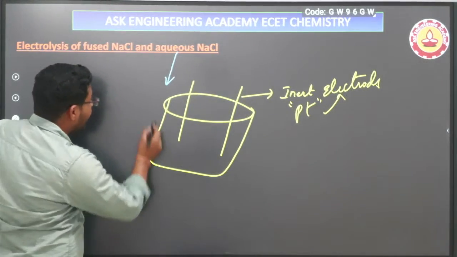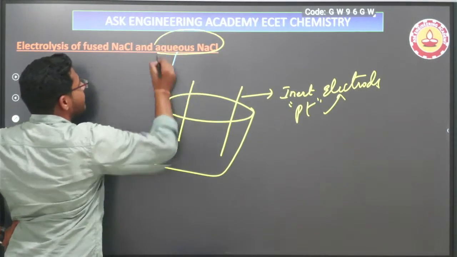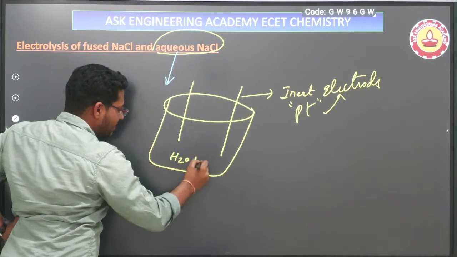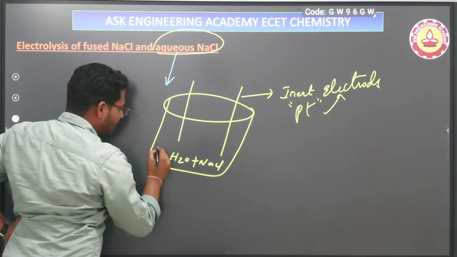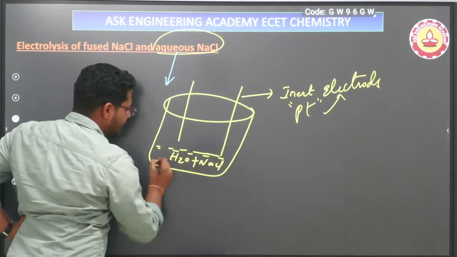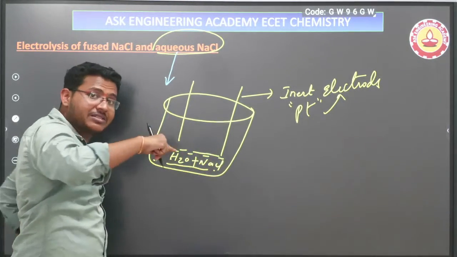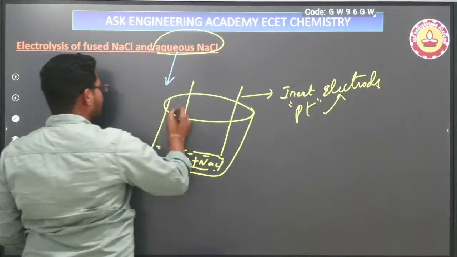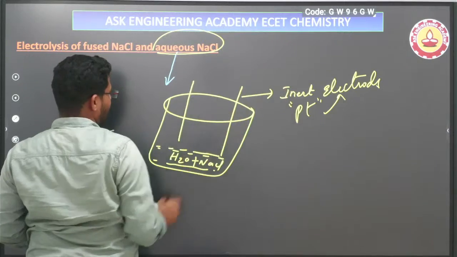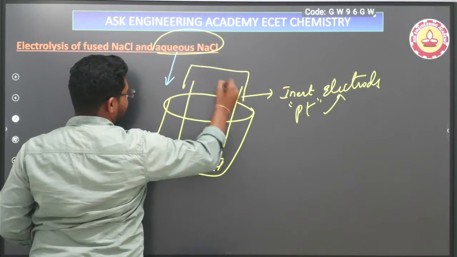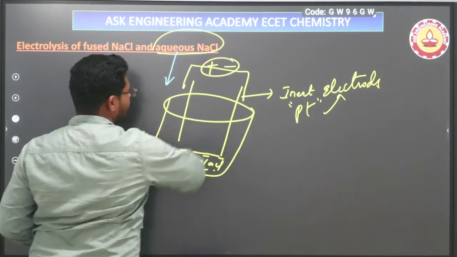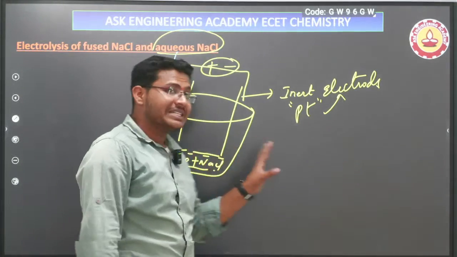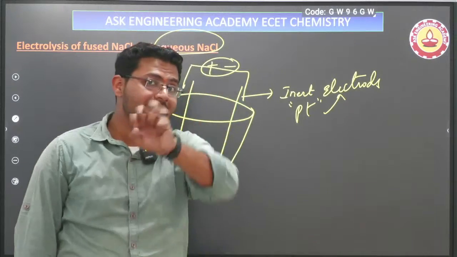Now here I already said aqueous. Aqueous in the sense there is water plus NaCl there. Water and NaCl are there, aqueous NaCl. In the first case, molten, there is no water, but here there is water and NaCl. So these are the inert electrodes. Now current is passing like this, plus charge, minus charge. At the end of this electrolysis, 3 products are generated.